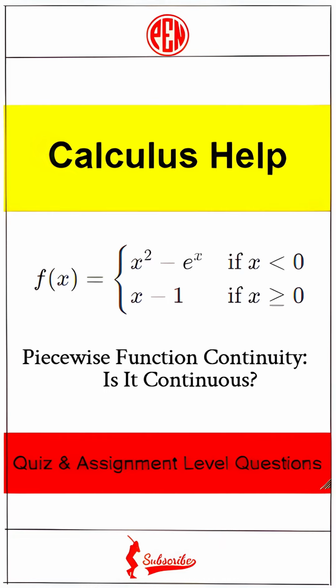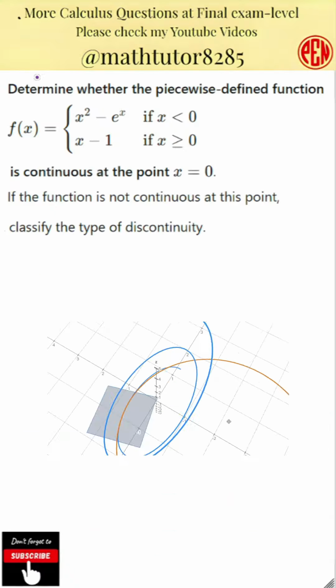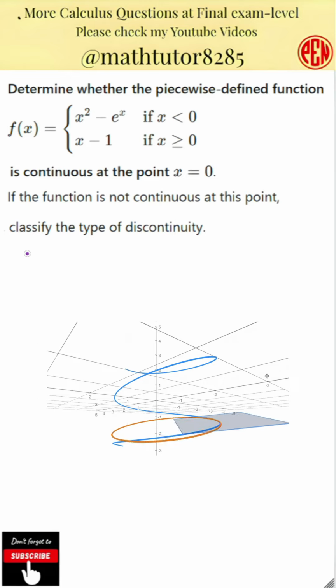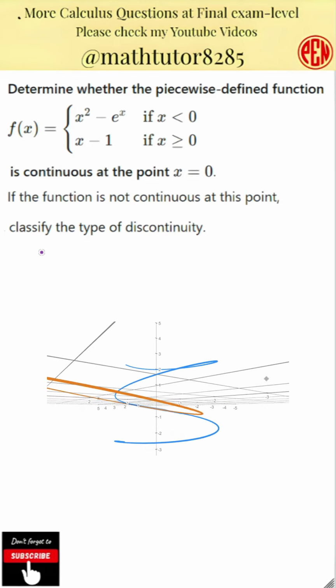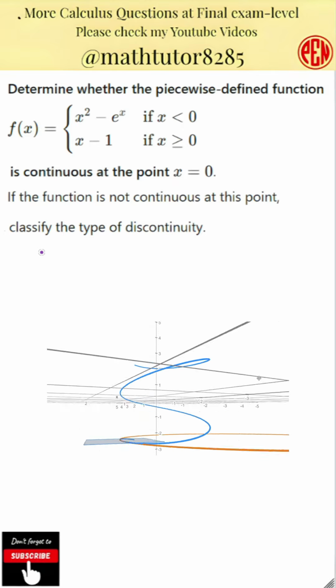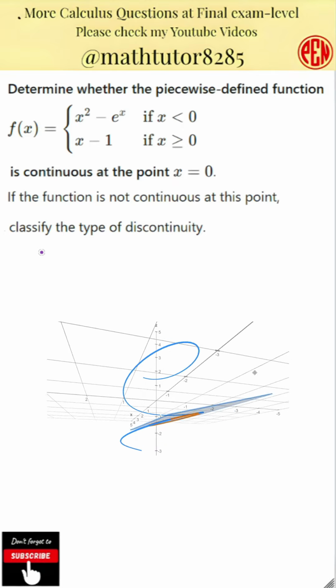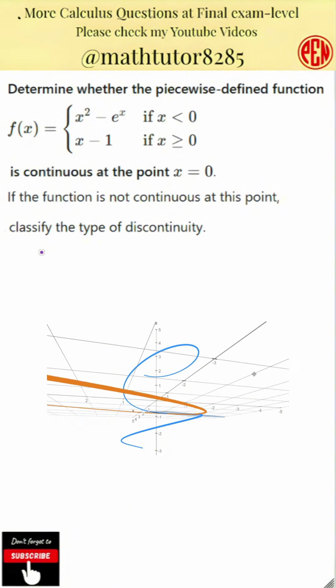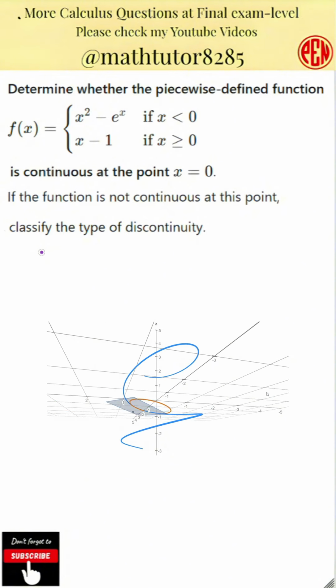This problem is to find continuity of piecewise functions at a point. Consider the function defined in two parts. If x is less than 0, then the function is given by x squared minus e to the x. If x is greater than or equal to 0, then the function is given by x minus 1. Determine whether this function is continuous at x equals 0. If it is not continuous, identify the type of discontinuity that occurs at that point.